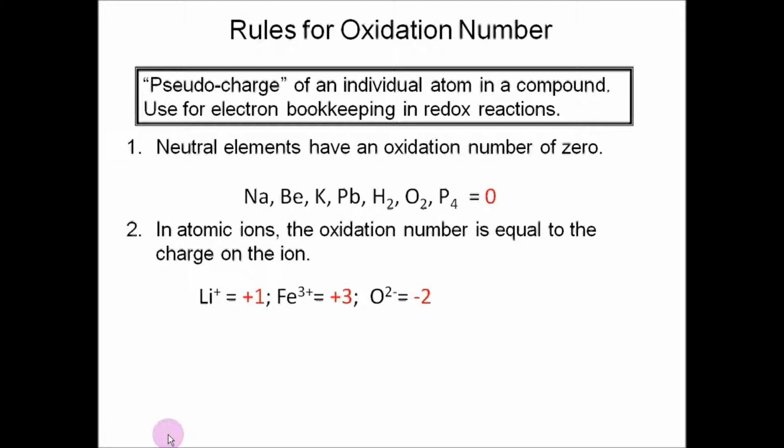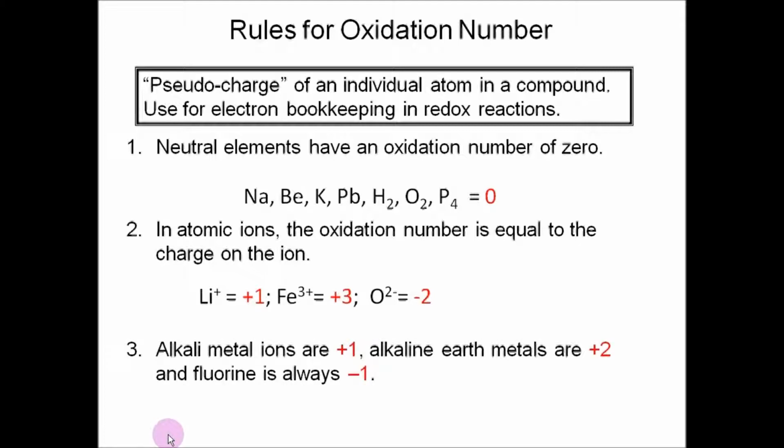All right, rule number 3. Alkali metal ions are always going to be plus 1. Alkaline earth metal ions are always going to have oxidation numbers of plus 2. And fluorine is going to have an oxidation number of minus 1. This is assuming these guys are in ionic compounds. And so here, if you are keeping track, let me turn my pen on real quick.